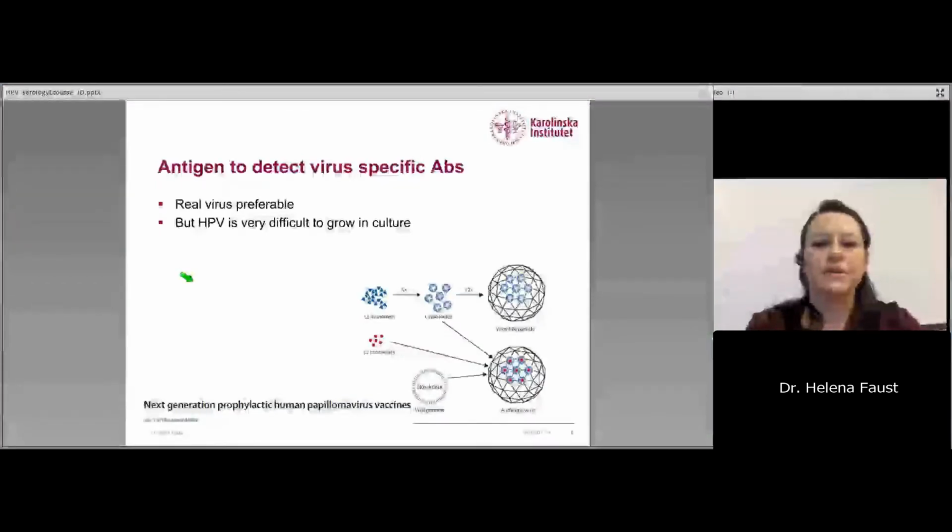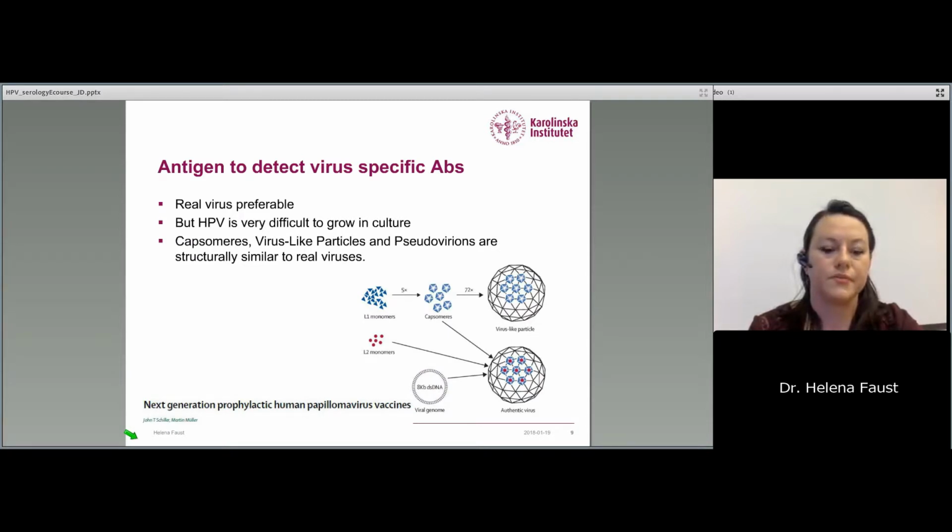So what is the best antigen to detect virus-specific antibodies? Of course, in most assays the real virus is used. But with HPV, the problem is that we cannot produce the real virus in such high amounts in culture. Therefore, we need alternatives. So we are using capsomeres or virus-like particles, pseudovirions. These are structurally similar to real viruses, but they are not real viruses.